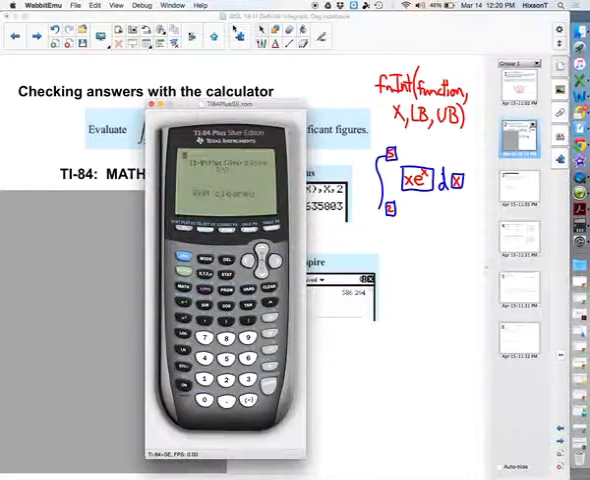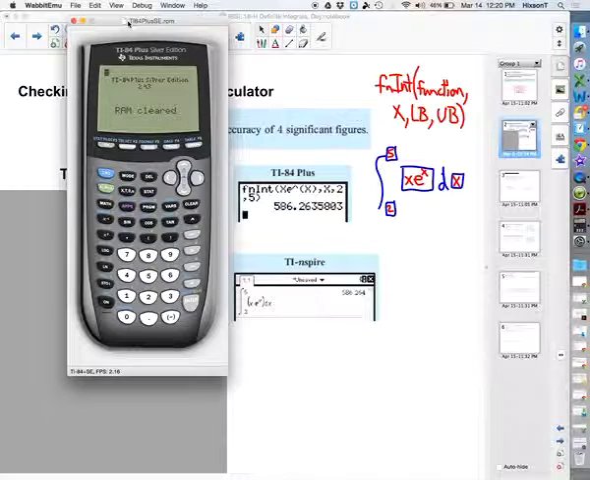I believe mine just gives this here, but you can see it. Math, number 9 is fnInt. I would type it in with the x's: x times e to the x, comma, x, because that's what I'm taking the integral with respect to, comma 2, comma 5, close my parentheses, and there we have it.